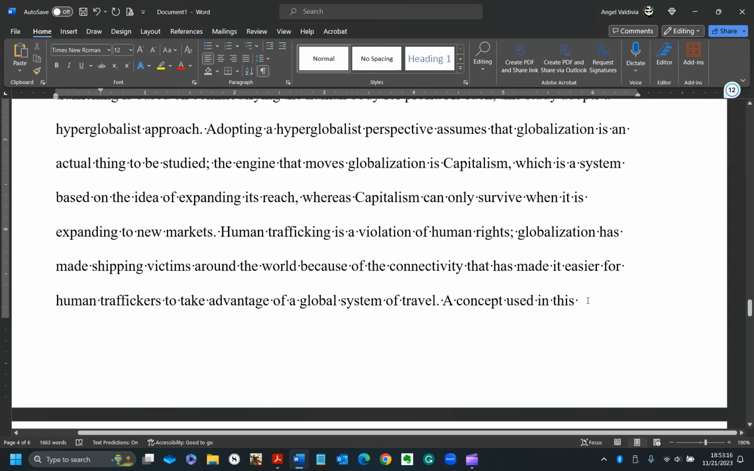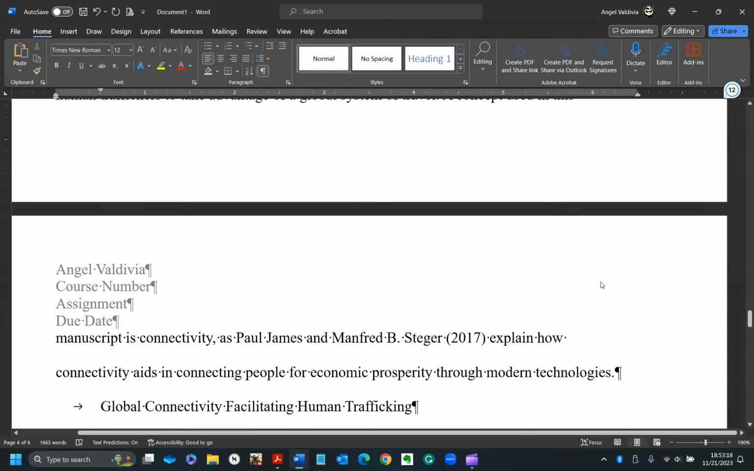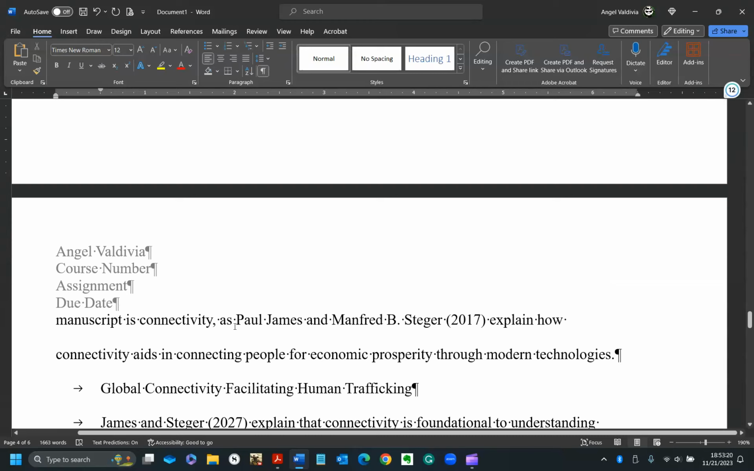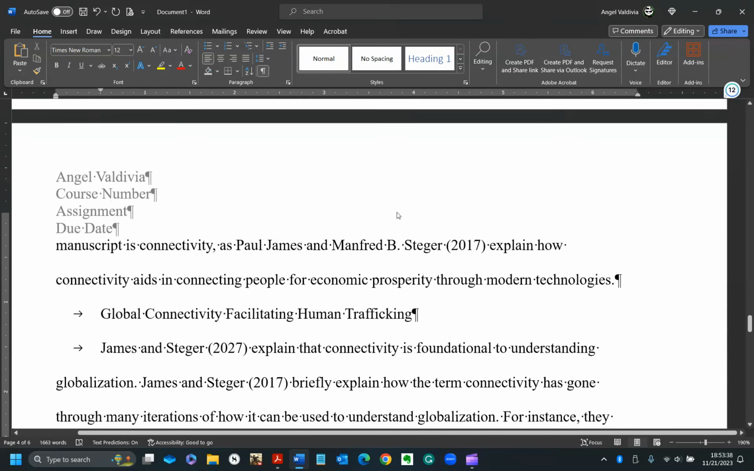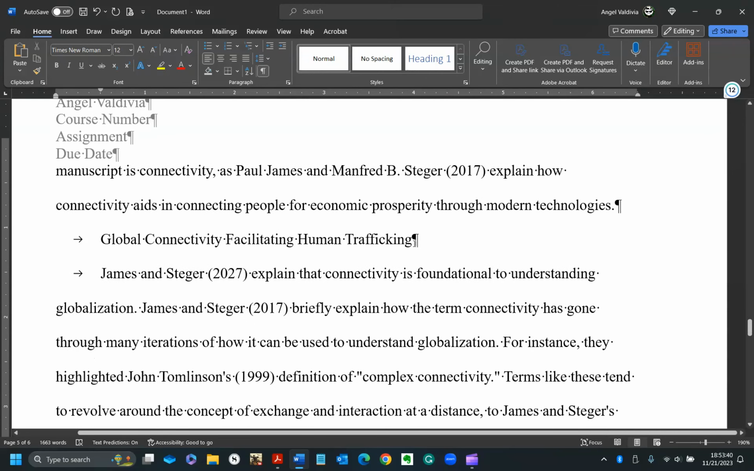A concept used in this manuscript is connectivity, as Paul James and Manfred B. Steger (2017) explained how connectivity aids in connecting people for economic purposes through modern technologies. Okay, so that's more or less my introductory paragraph, and then this right here is my subheading from my research questions, which I'm going to show you in a moment.